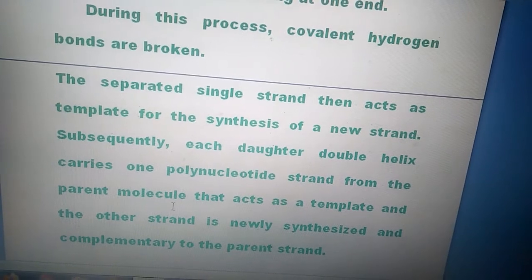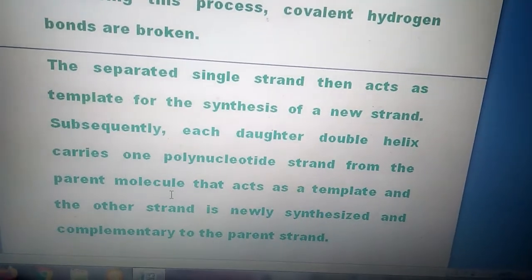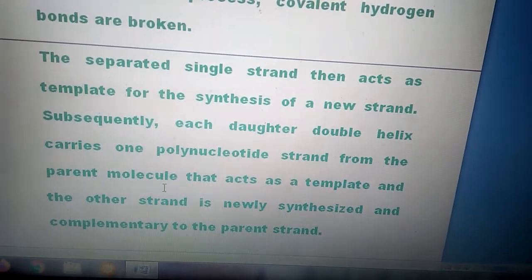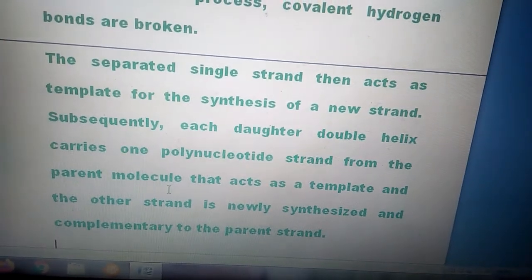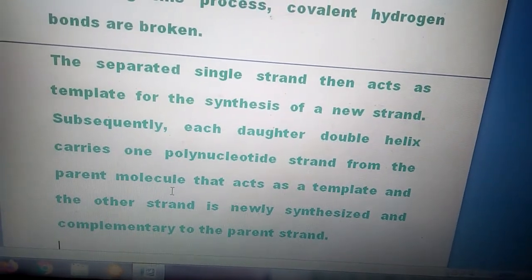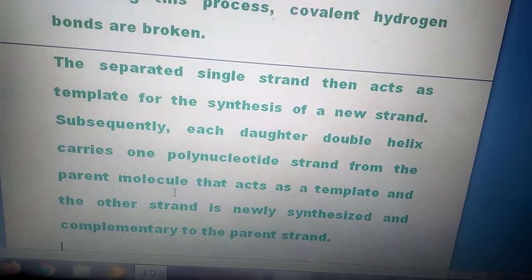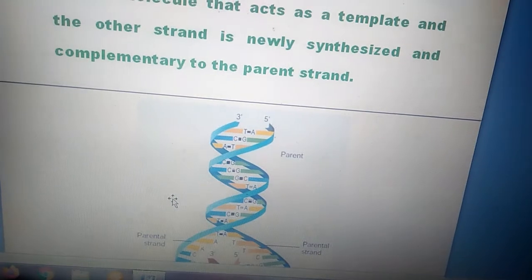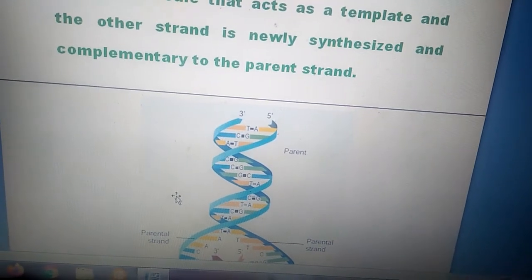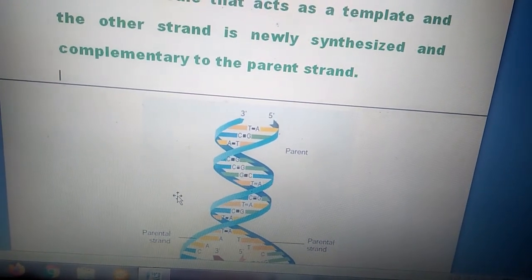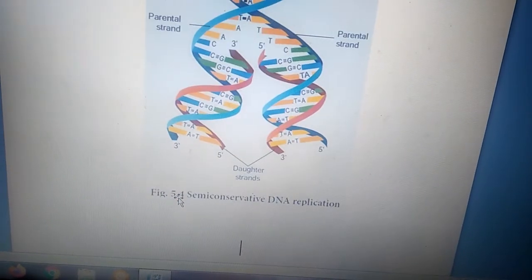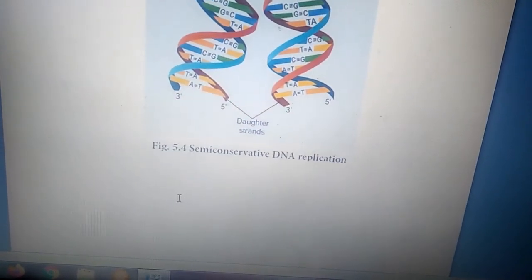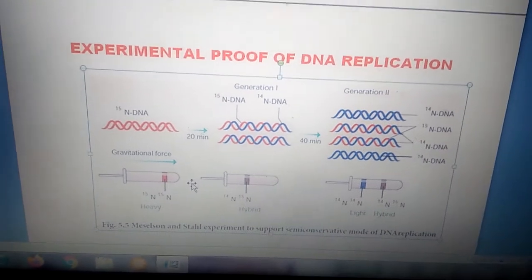Subsequently, each daughter double helix carries one polynucleotide strand from the parent molecule that acts as a template, and the other strand is newly synthesized and complementary to the parent strand. See the diagram, semi-conservative DNA replication. Then, experimental proof of DNA replication.